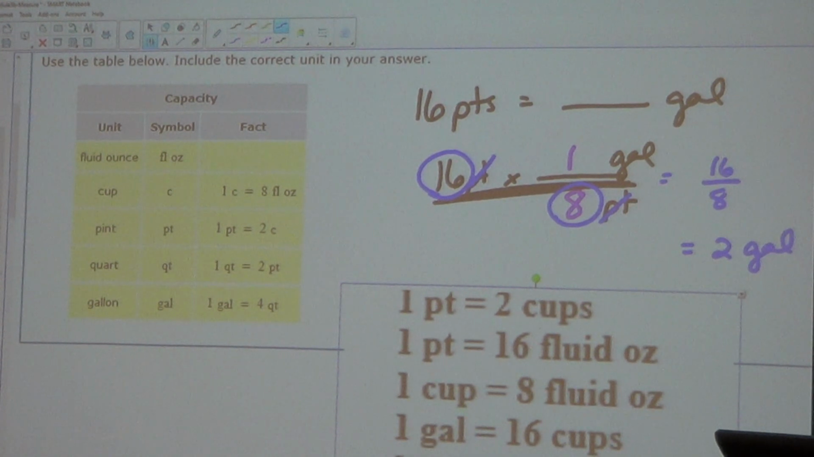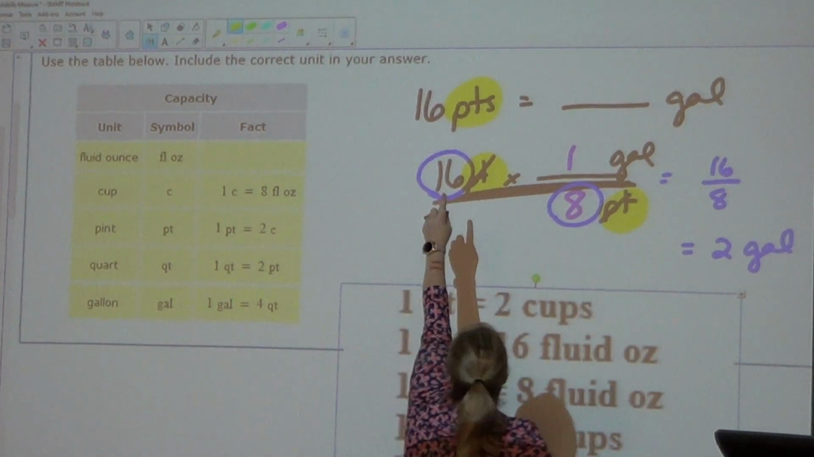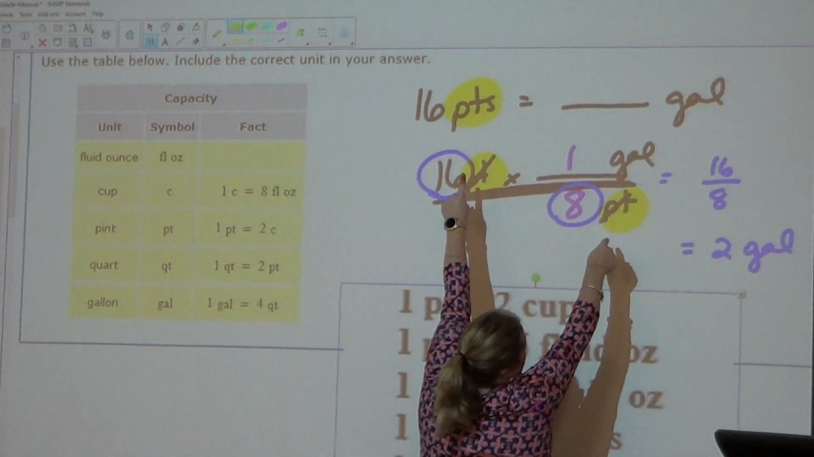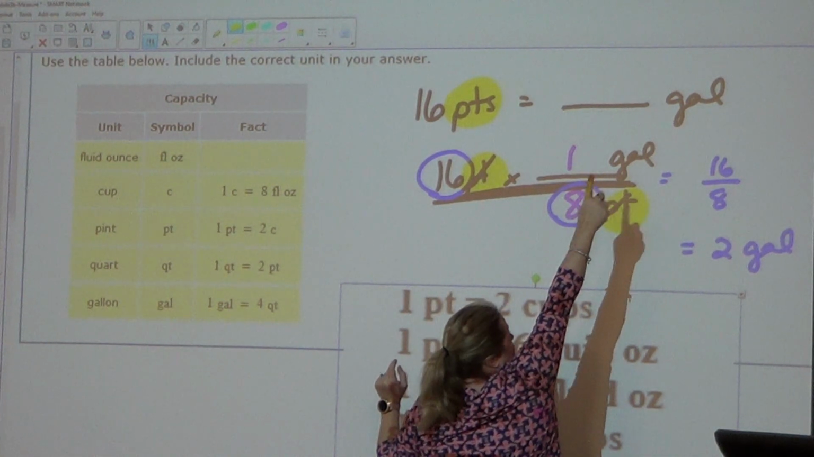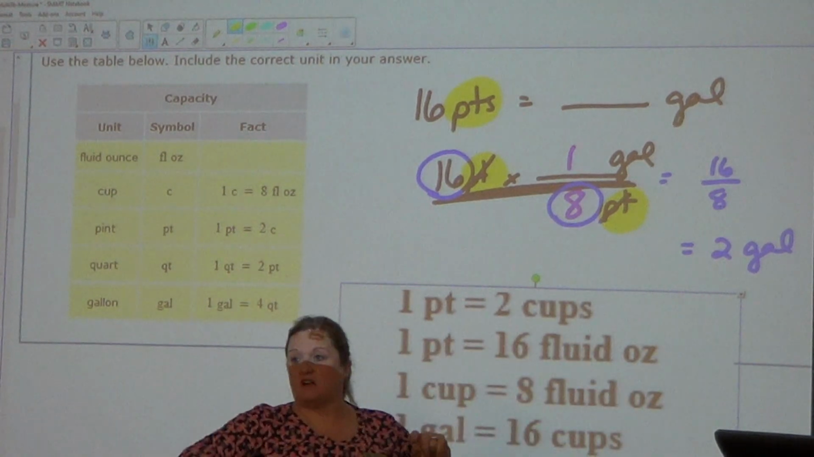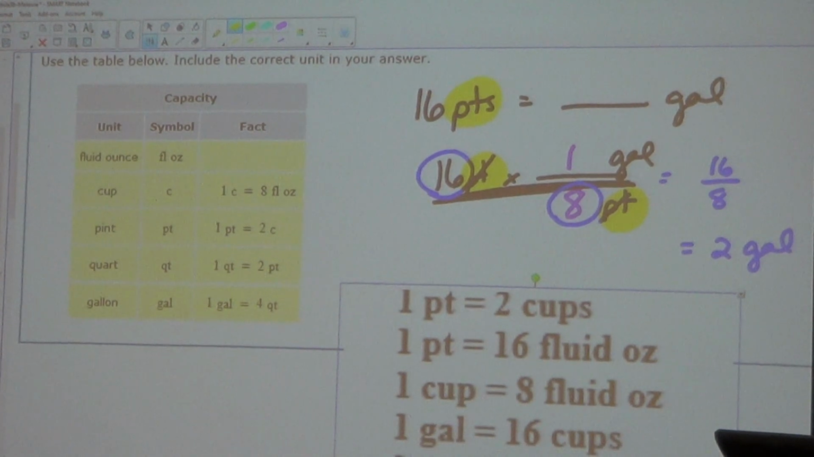Question. On the gallons and pints, how would I know which goes on the top and bottom? Whatever units you are given in the problem, those have to go on the bottom because you want them to cancel. I was given 16 pints, so whatever those units are, you put them on the bottom. And whatever you're trying to find, those are the units that go on the top. And how do you know between division and multiplication?